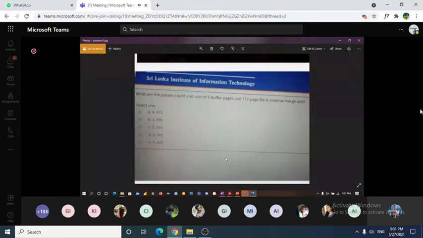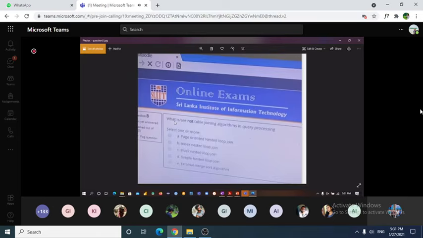Let me show another question also. In this question also, assume you have 5 buffer pages to sort a 72 page file. Calculate the cost. It's eventually the same. And here, which is not a table joining algorithm in query processing? Page oriented, index nested, block nested, simple nested. But here, external merge sort algorithm is a sorting algorithm. It's not a table joining algorithm. So that is what I mentioned before.